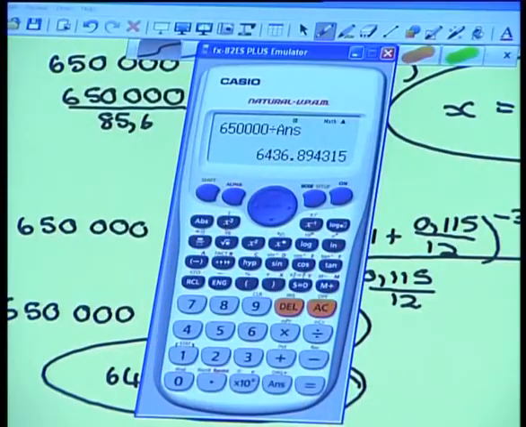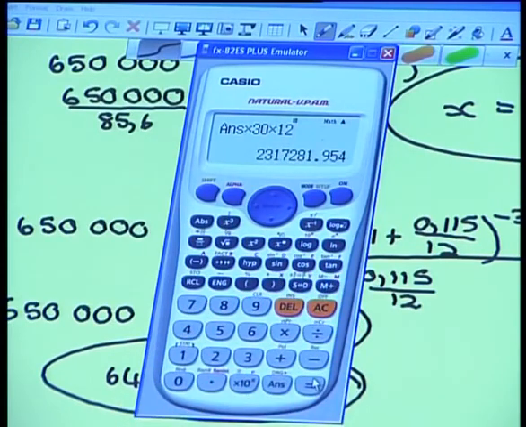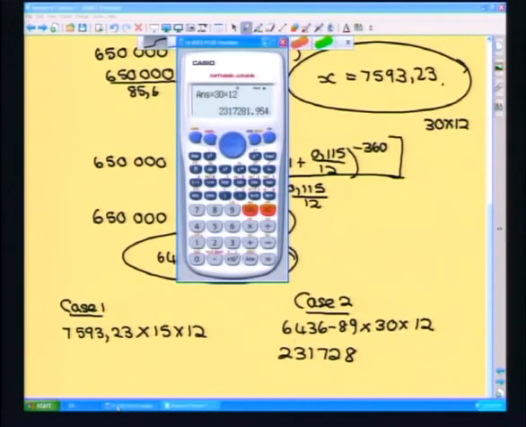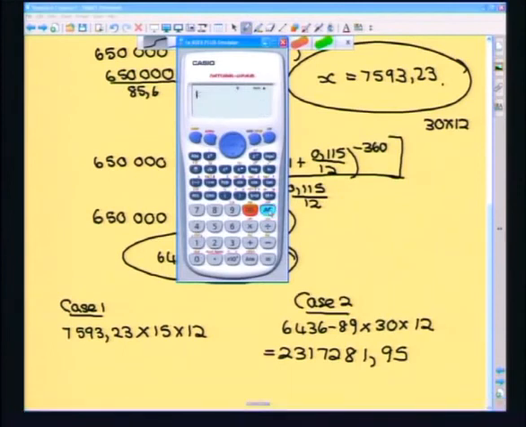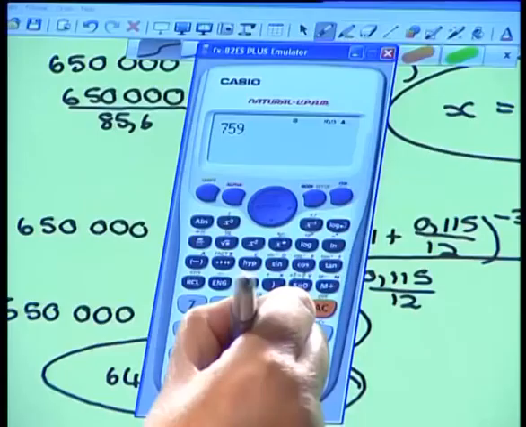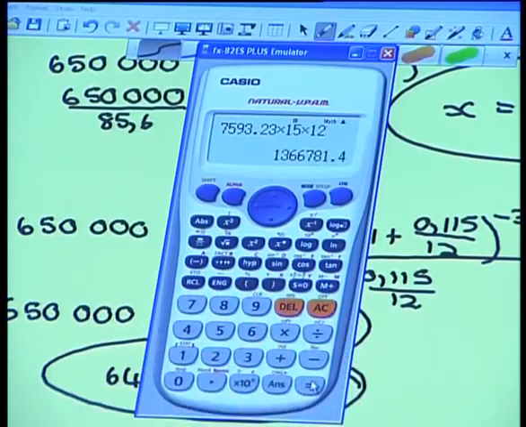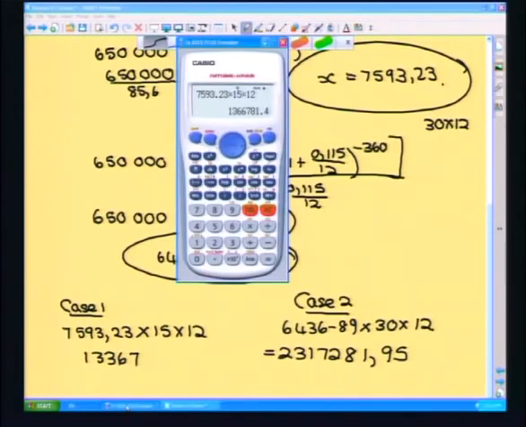So I've got this one up here already, so I'm going to use it. Times 30 times 12, and you can see that's how much he ends up paying. So it's 2,317,281.95. All right, and let's see what happens on this one. So he's got 7,593.23 times 15 times 12, and he gets 1,366,781.40.